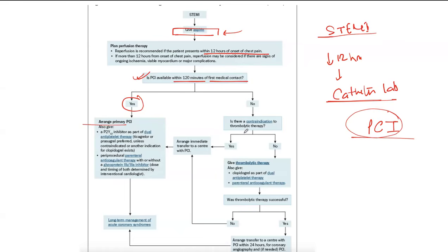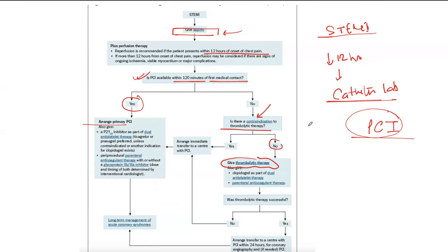In that case, the second option is fibrinolysis or thrombolytic treatment, which is your streptokinase, alteplase, reteplase, those ones. Before giving thrombolytic treatment, you always make sure there is no contraindication. What is the most important contraindication? If you suspect that the patient might have any bleeding disorder, or the possibility of aortic dissection. We'll talk about some of the absolute contraindications in a minute, but if there is no contraindication of thrombolytic therapy, then you go for thrombolytic therapy.